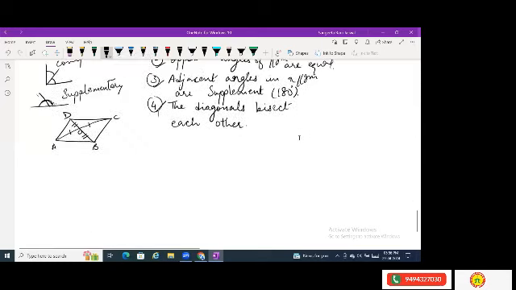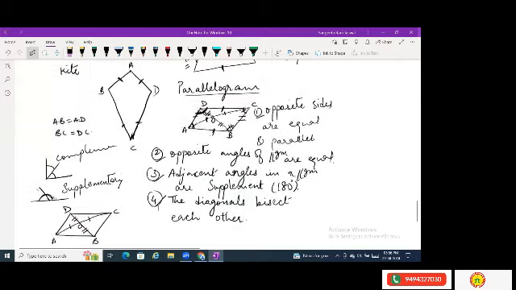Ma'am, I have a doubt. Yes. Ma'am, basically, even the opposite angles of a parallelogram are supplementary, right? Equal. They are not supplementary. They are equal. Adjacent angles are supplementary. Okay, it's written, no? Here, the second point: opposite angles of a parallelogram are equal. It's only the adjacent angles that are supplementary. Okay?